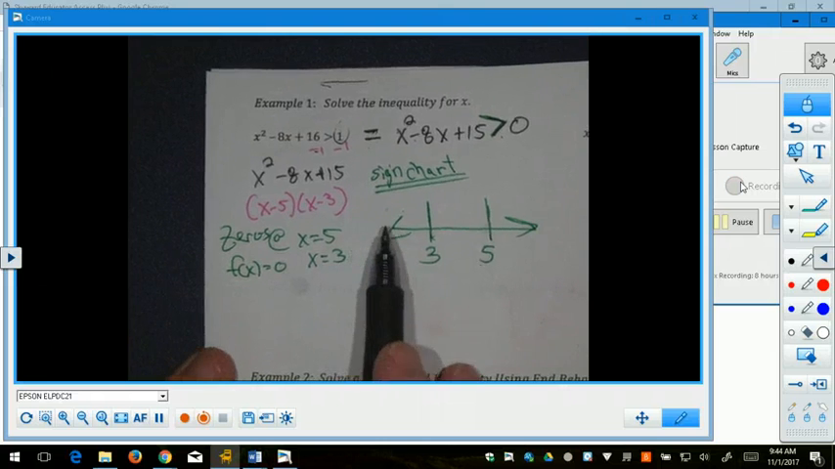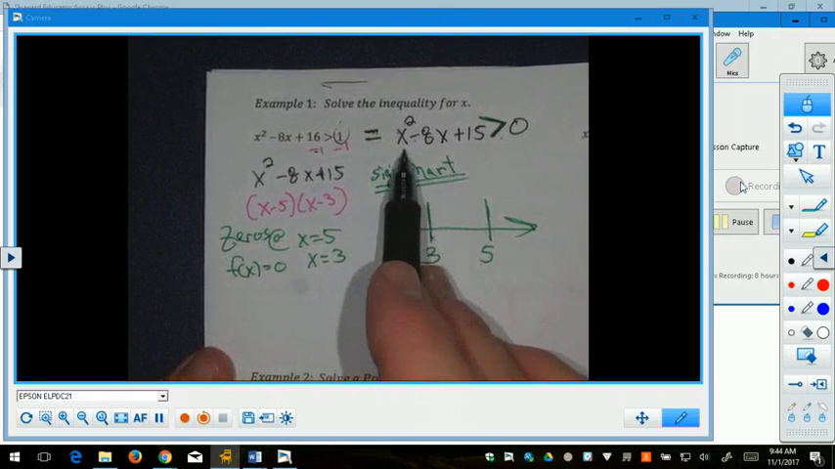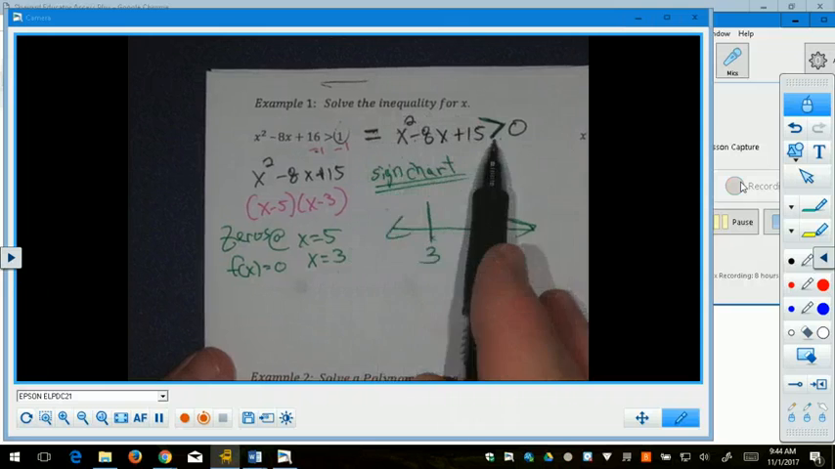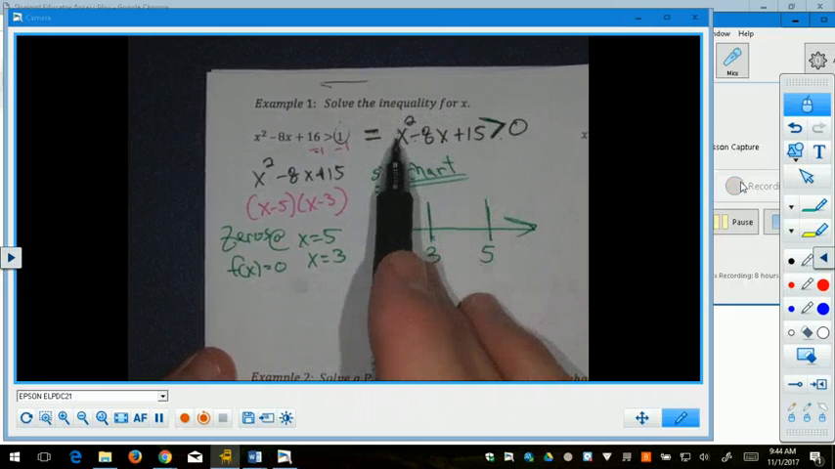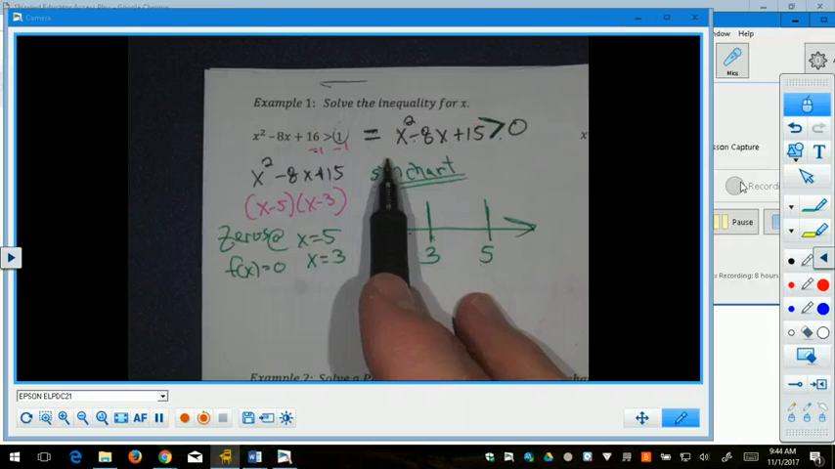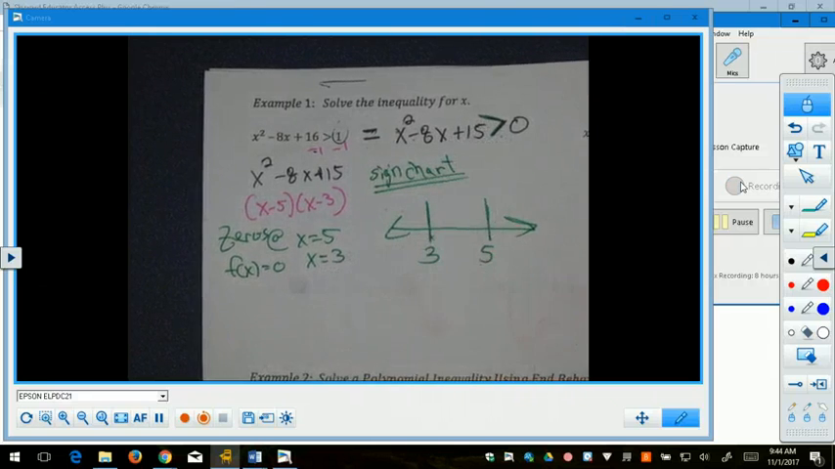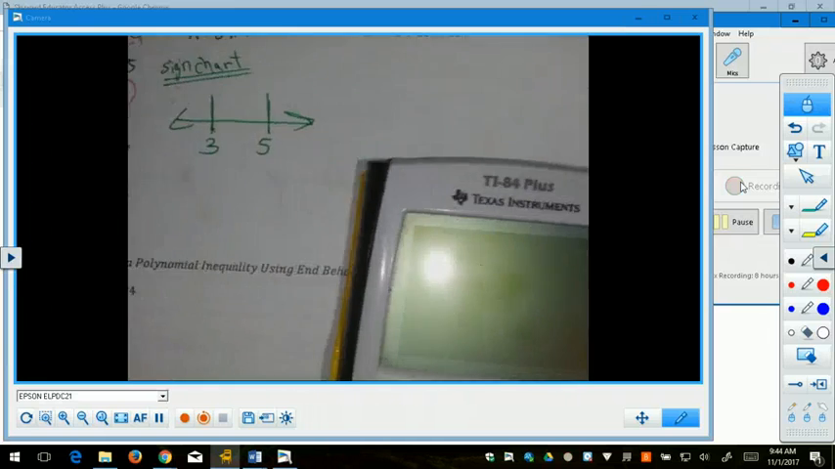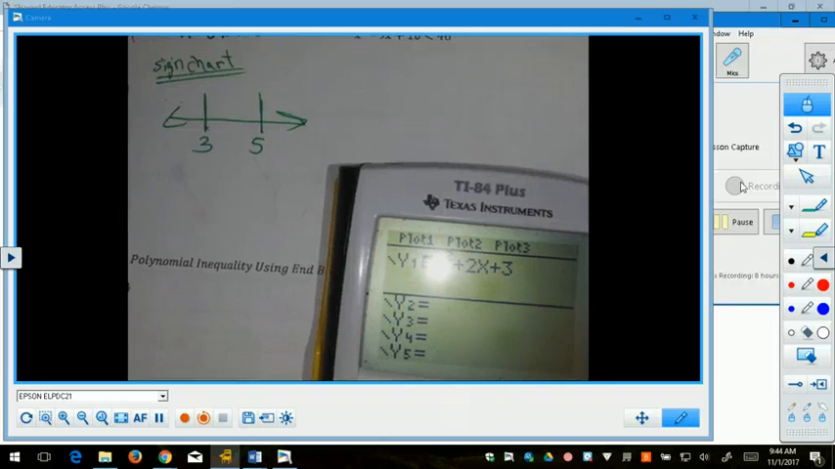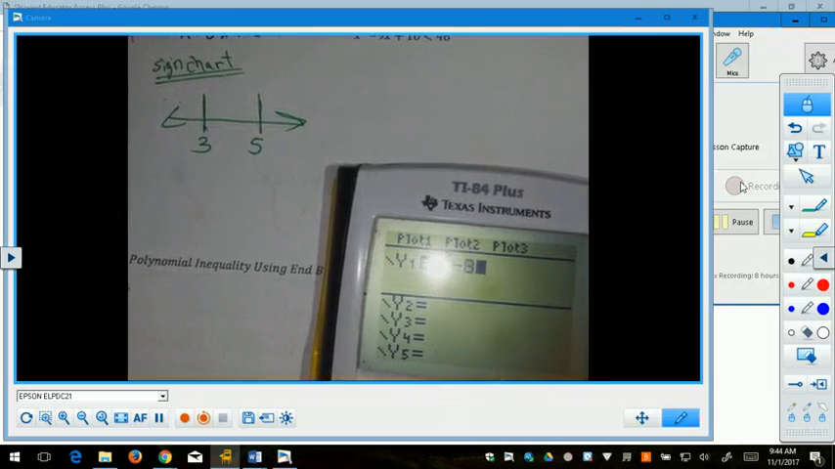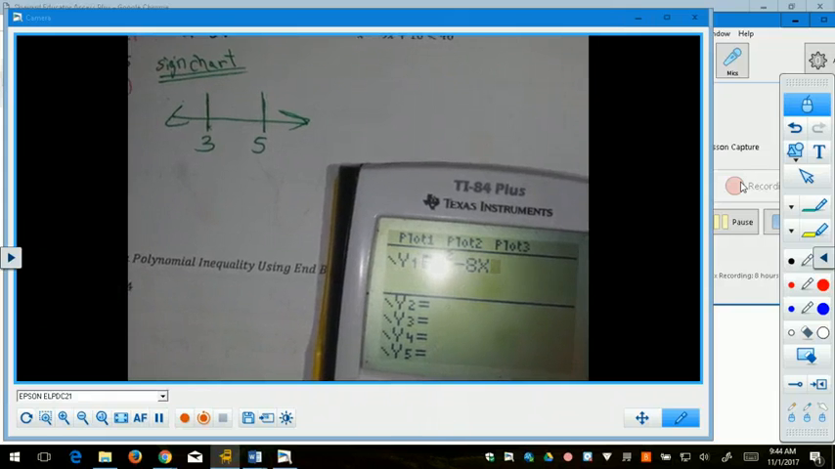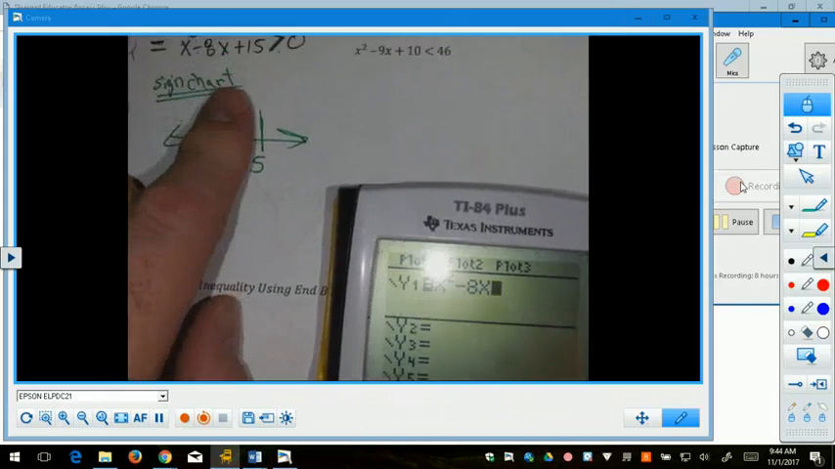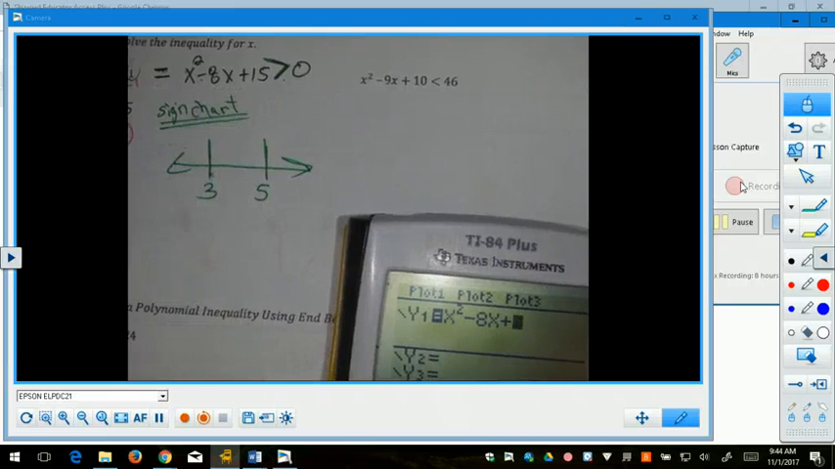I already kind of expect to know what's happening because I see that this is a quadratic with a positive lead coefficient, which we're going to be talking about in a second. So you kind of know the shape and what you expect it to look like anyhow. But I'm going to put it in my graphing calculator, and I'm going to do the sign chart using the table, but I also could do it by looking at the actual graph itself. So x squared minus 8x, I'm going to put in this function, the one that I'm comparing to 0, plus 15.